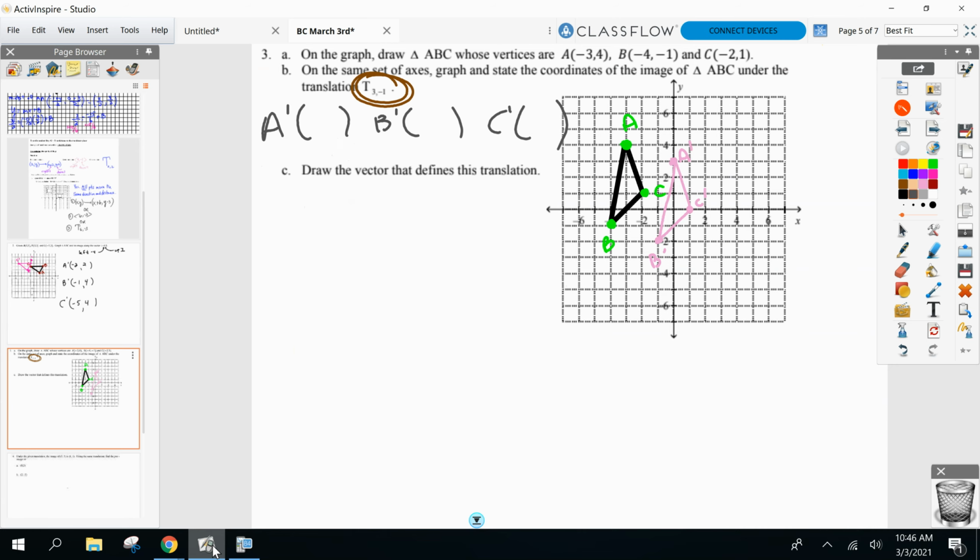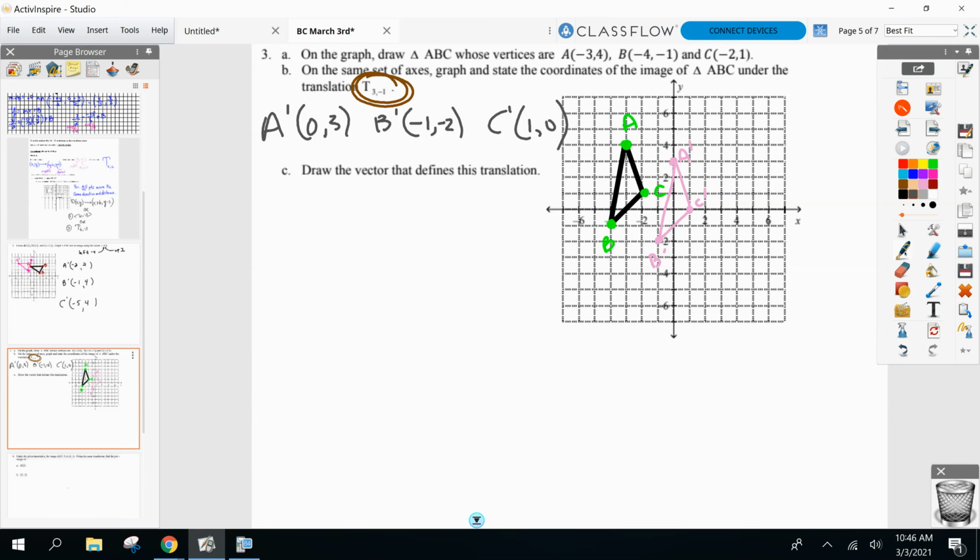A prime is (0, 3). Got it. B prime is (-1, 2). Sorry, negative. There you go. Good. And then C prime is (1, 0). Good way to rebound. All right, all good there. We're having no problems there.